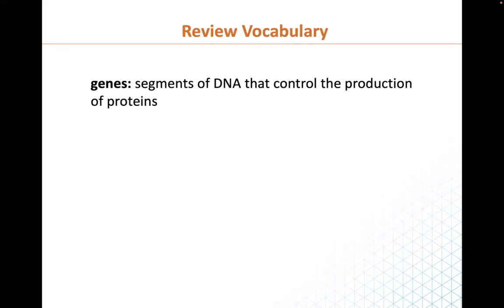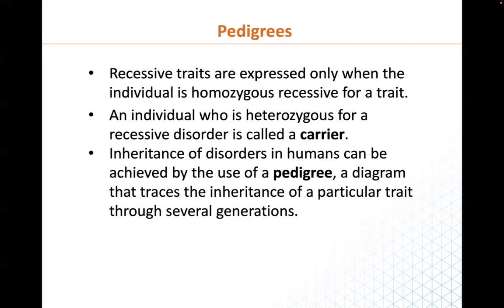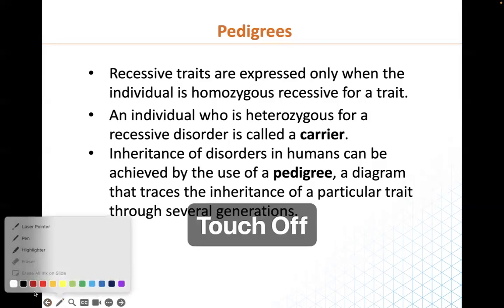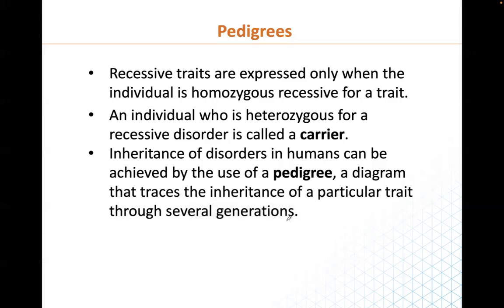So as you know, a gene is a segment of DNA that helps to control the production of proteins. In the pedigrees, we need to understand that sometimes some traits are recessive, sometimes some traits are dominant. Recessive traits are expressed only when the individual is homozygous recessive for a trait. What does that word mean? For example, albino is a recessive trait.